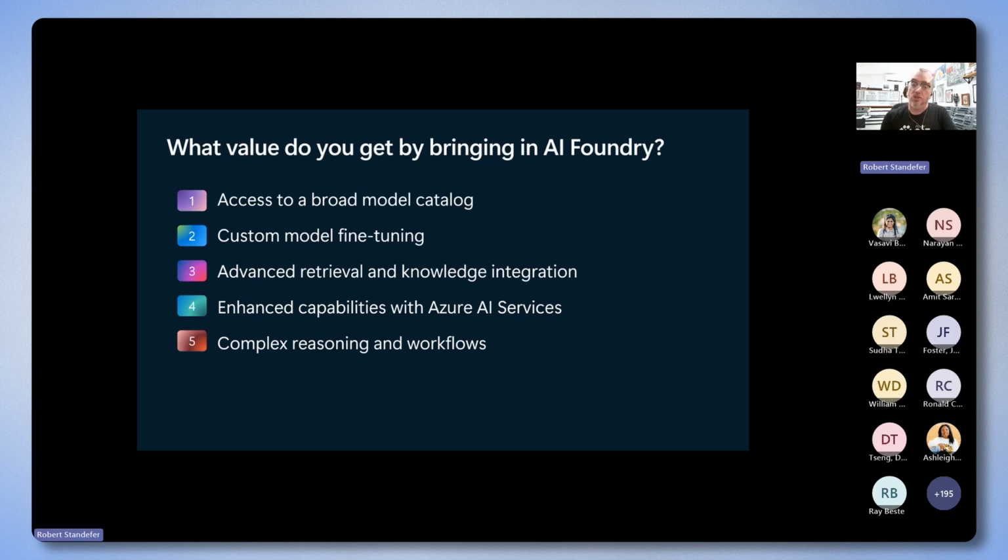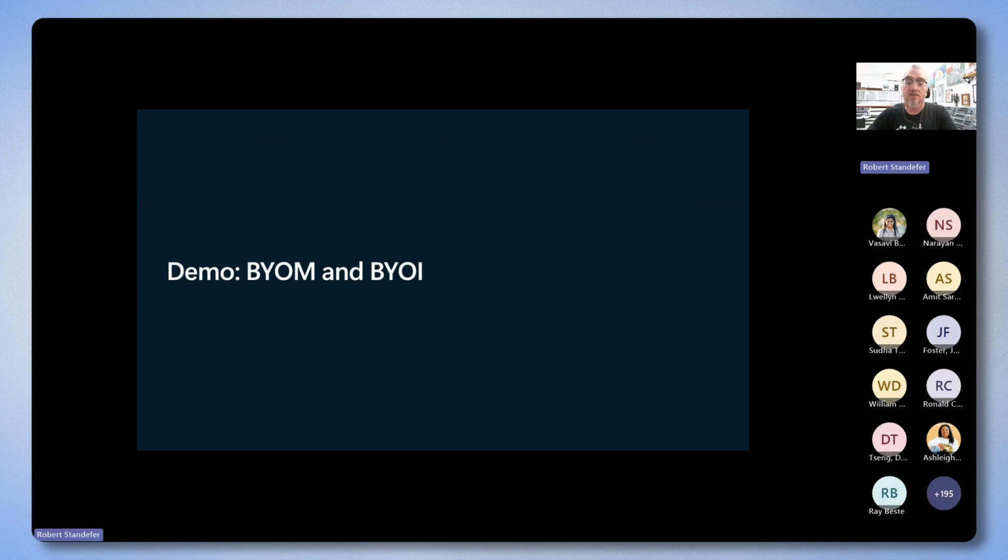Now, building agents in AI Foundry is a bit out of scope for our chat today. We're going to focus on bring your own model and bring your own index. But I'd love to jump into building agents with Foundry and using them in Copilot Studio at some point in the future. All right, so it's demo time.